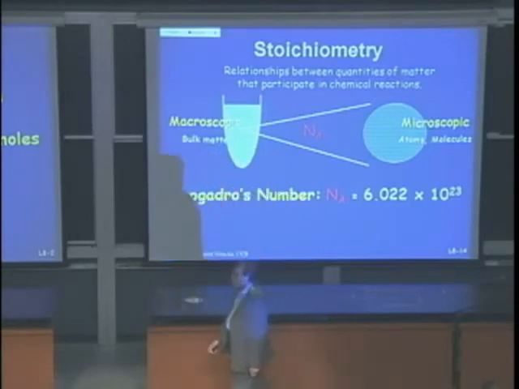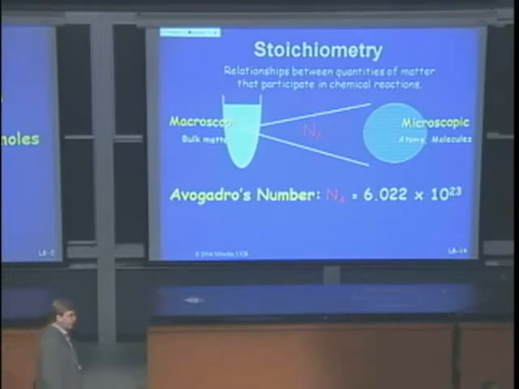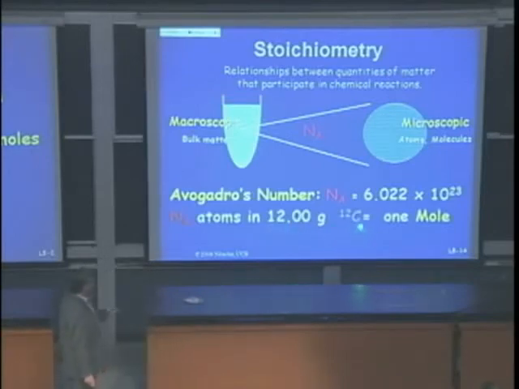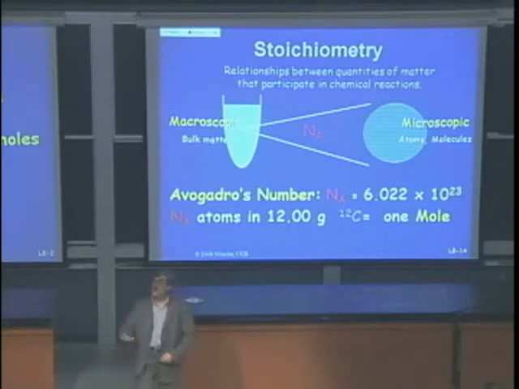You can have Avogadro's number of people. Hopefully, we will never get there, okay? You can have Avogadro's number of stars, or you can have Avogadro's number of atoms or molecules. That would be more likely. So if we have 12 grams of carbon-12, the isotope carbon-12 has exactly this number of atoms. And so 6.022 times 10 to the 23 molecules or atoms we call a mole. That's our new secret word, the mole, all right?